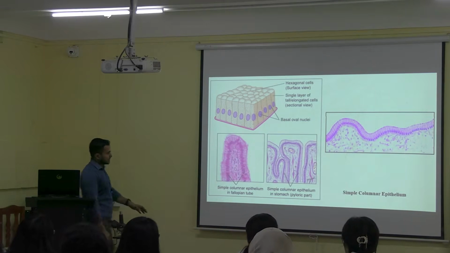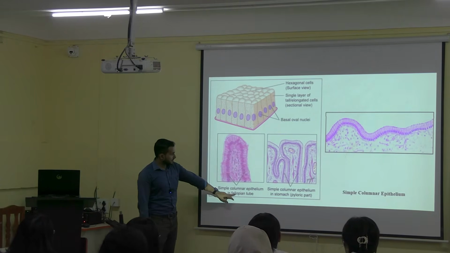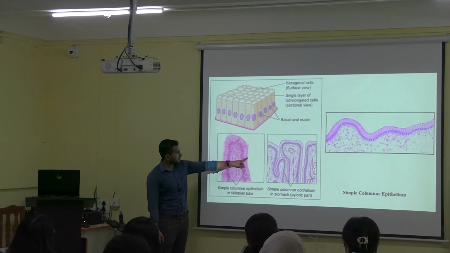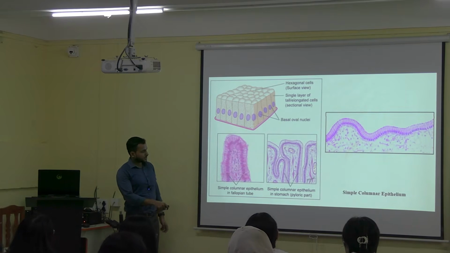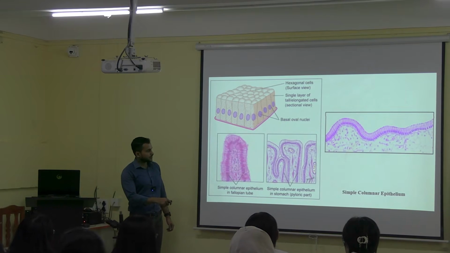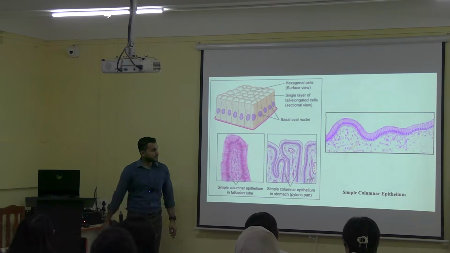Okay. Now here you can see simple columnar epithelium cell of the fallopian tube, where you can see the cilia. Look at this. This is the surface modification. Now here is the simple columnar epithelium of the stomach. Here you can see in case of stomach.